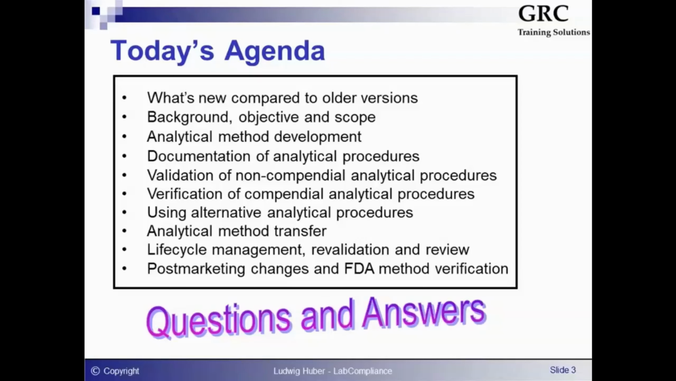And then the biggest chapter is on validation of non-compendial analytical procedures. These are methods developed in-house. Then I will continue with verification of compendial procedures and FDA thinking on using and validating alternative procedures. So this is also very important. Then next I will talk about requirements for transfer, with the third-last bullet here on method transfer. And the chapter on lifecycle management is new, and it also specifies requirements for revalidation and review of methods.